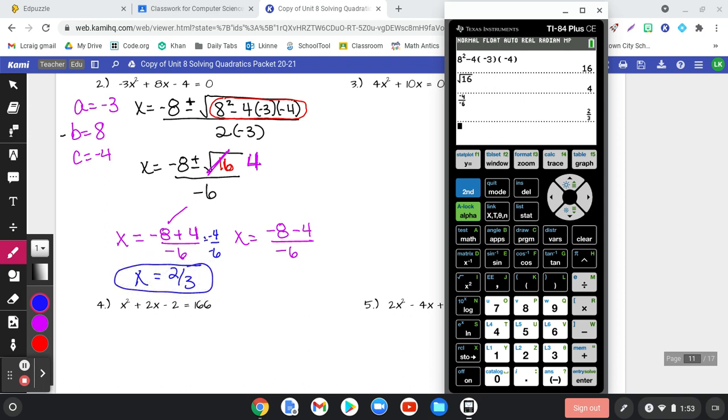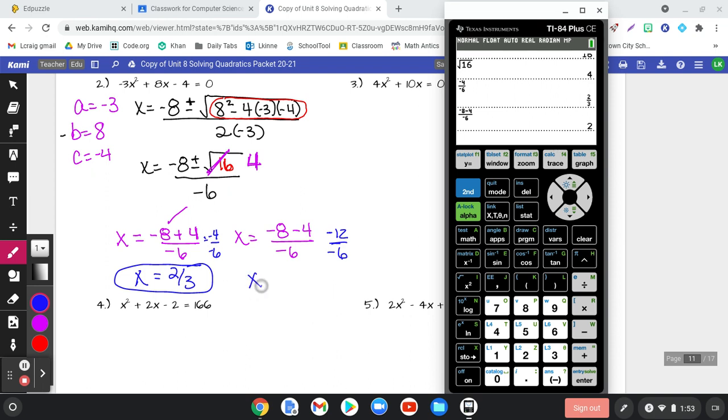All right, negative 8 minus 4 is negative 12 over negative 6. And if you wanted, honestly, you could type that whole thing in as it was. So I could just do negative 8 minus 4 over negative 6, 2. Right? Negative 12 divided by negative 6, 2. There's your answer. All right.